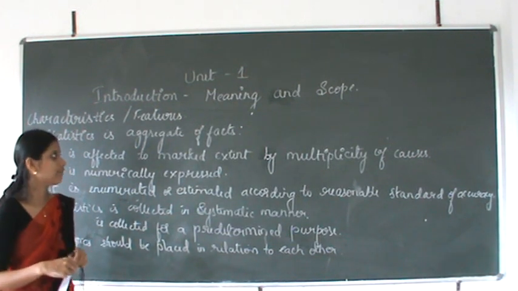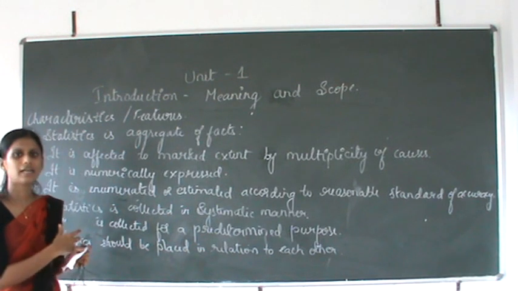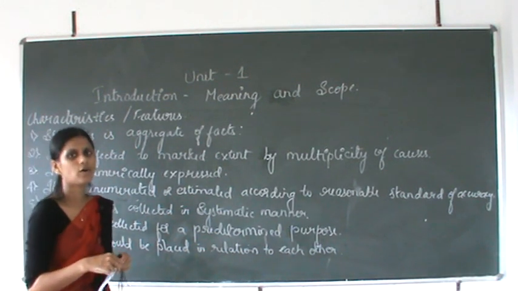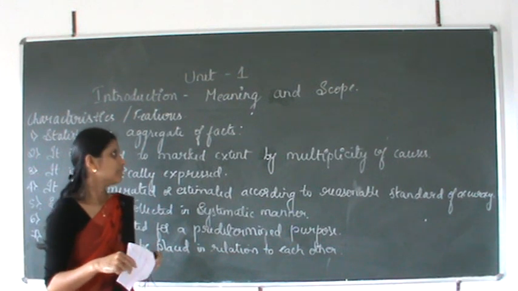So these are the seven characteristics of statistics which are derived from the definition of Professor Horace Secrist.